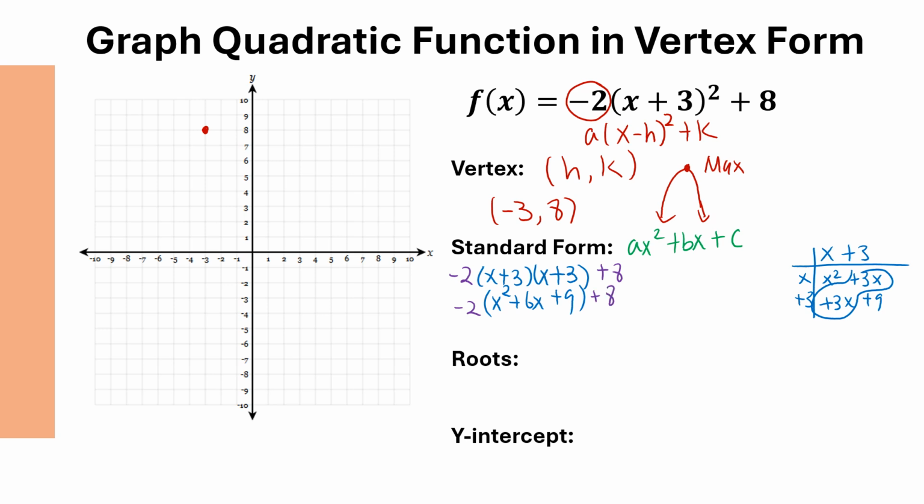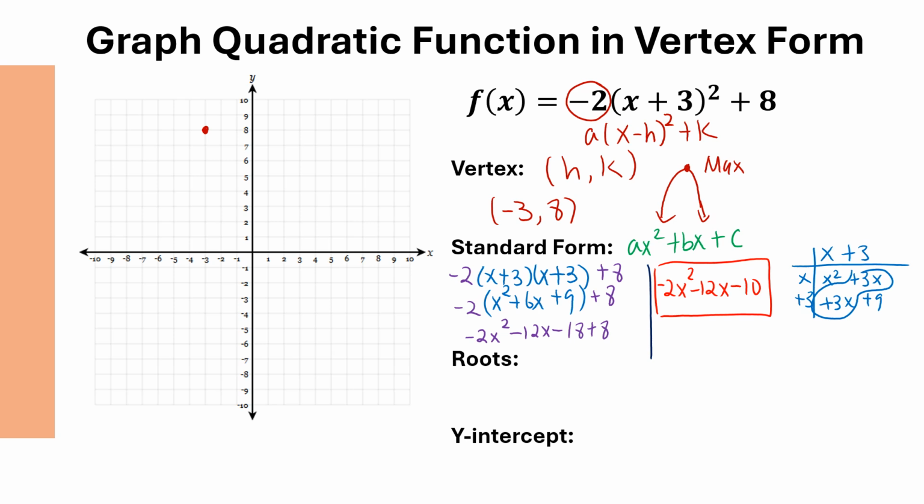So now I need to multiply everything by negative 2. So I have negative 2x squared minus 12x plus minus 18 and then plus 8. And so the final solution for the standard form is negative 2x squared minus 12x and then minus 10. So now I can use this standard form to help me find the roots or the solutions or the zeros for this quadratic function.